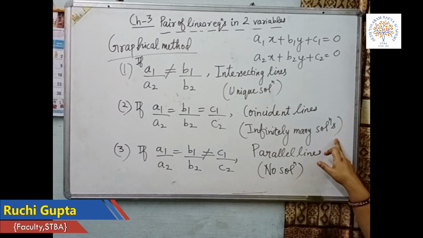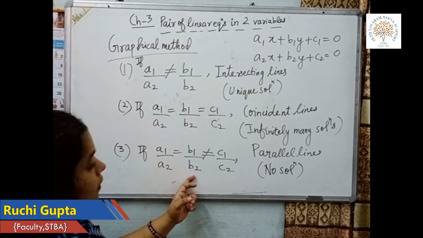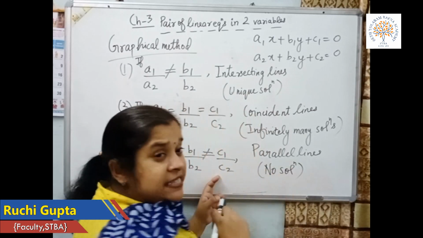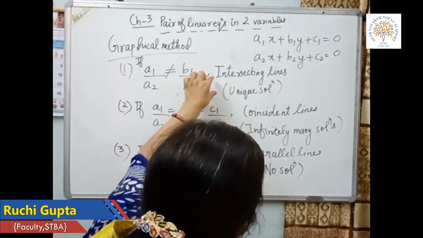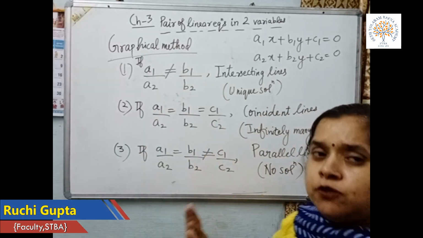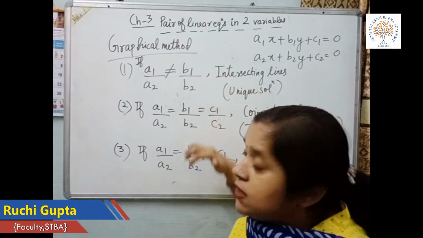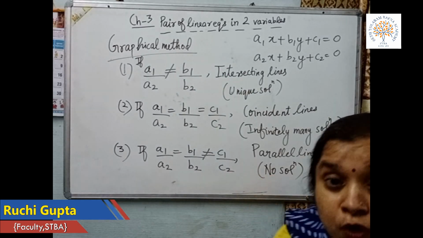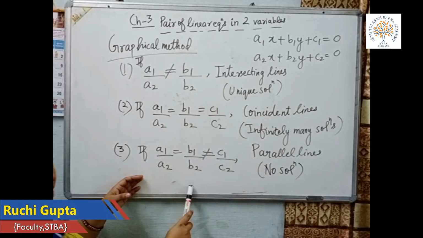And the third condition is that if a1 upon a2 is equal to b1 upon b2 but not equal to c1 upon c2, the lines are parallel lines. They never intersect each other at any point. It means they have no solution. If we get a solution, either unique or infinitely many, these equations represent a consistent solution. And the lines in which we do not get any solution, it means no solution, then this is an inconsistent solution.